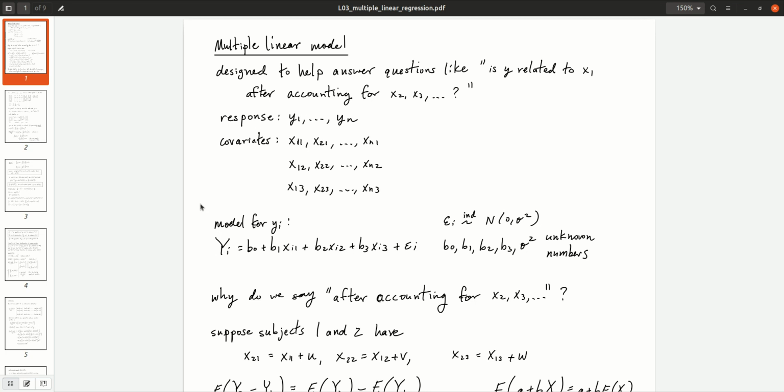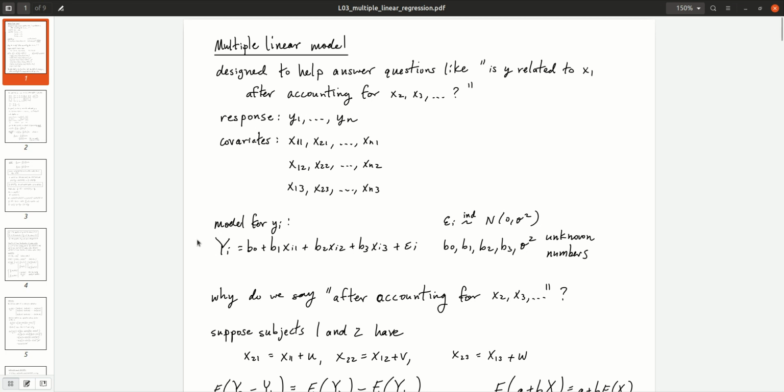So we're going to use the same notation that we've used before, and let's just start with a simple example where we have 3 covariates. So the response is lowercase y, subscript 1 to n. The covariates are denoted xij. What that means is xij is the jth covariate for the ith subject. So for example, x21 is the second subject's first covariate.